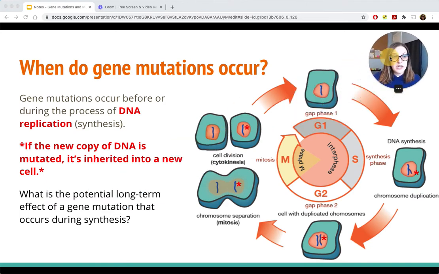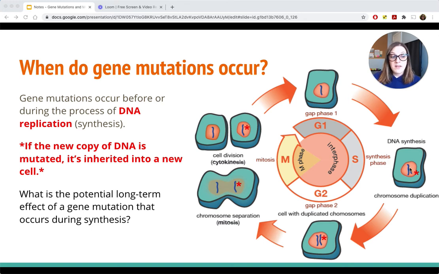When do gene mutations occur in the life cycle of a cell? Well, they have to occur before or during the process of DNA replication. So remember that a cell is born and enters its life in gap 1, where it grows and does its celly jobs. And then if that cell is prompted and needed for cell division, that's when the DNA will be replicated. So perhaps during gap 1, maybe the cell was exposed to too much sun UV radiation, and maybe the mutation happened during this cycle.